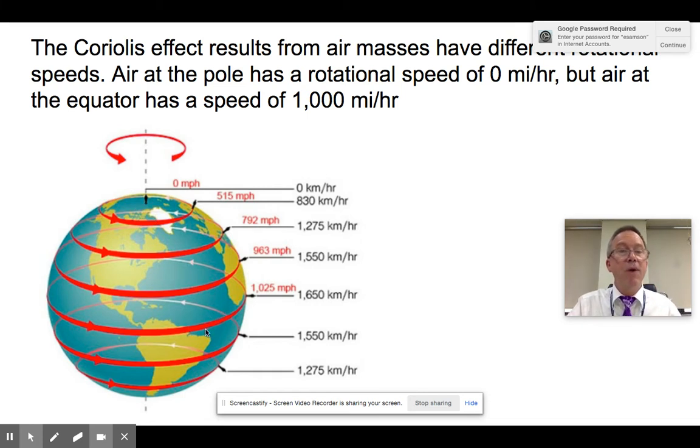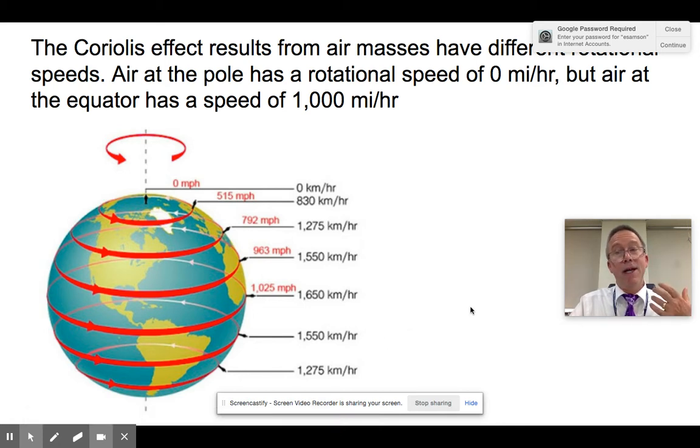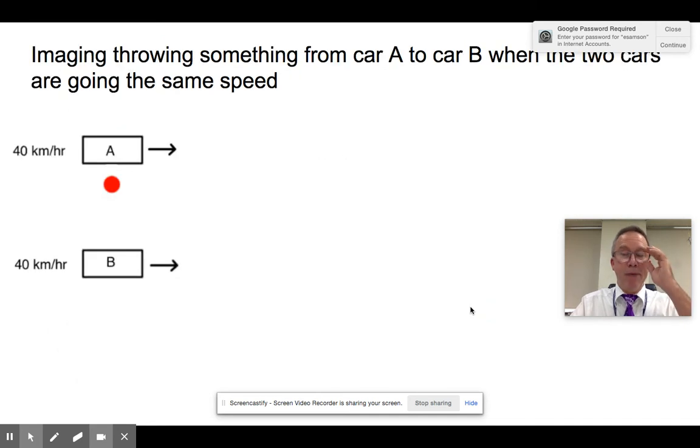So as you move from the equator towards the poles, you're slowing down. If you move from the poles to the equator, you're speeding up. And this causes a deflection of moving air masses. Let's see why. And I hope this works for you. It may not, but let's just try this.